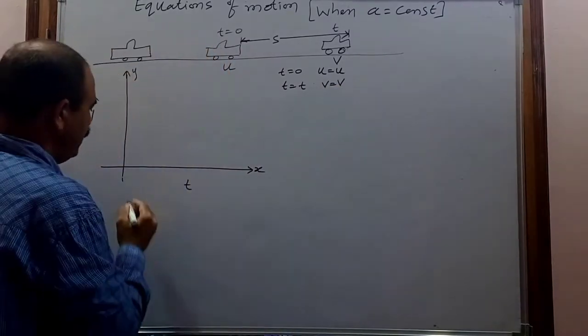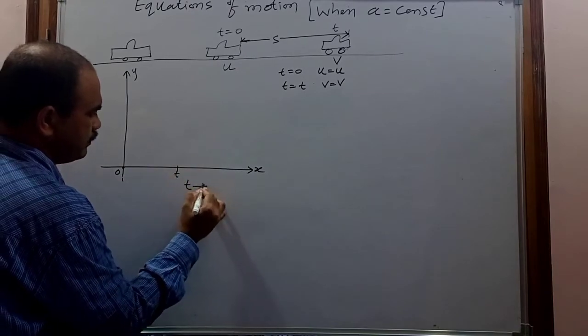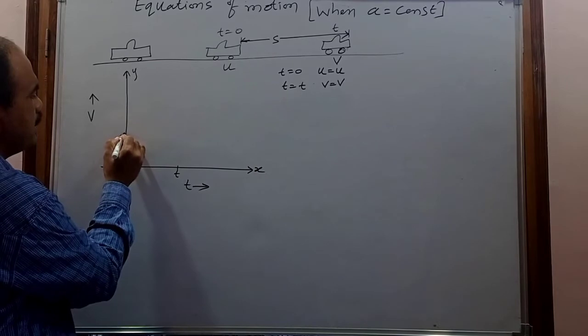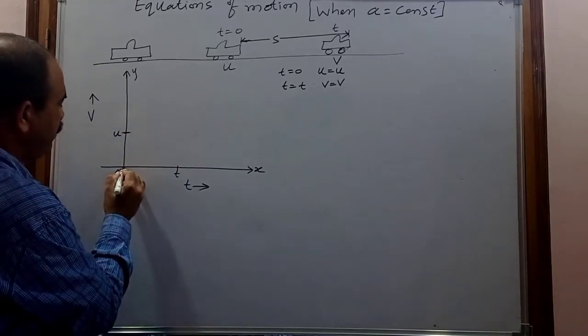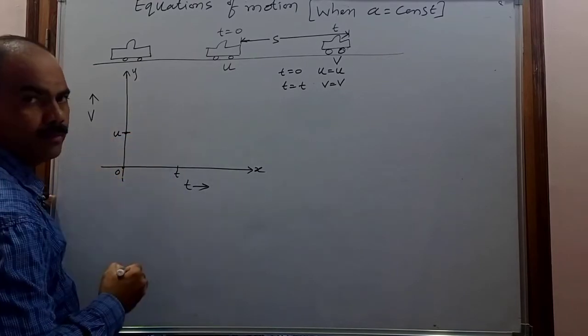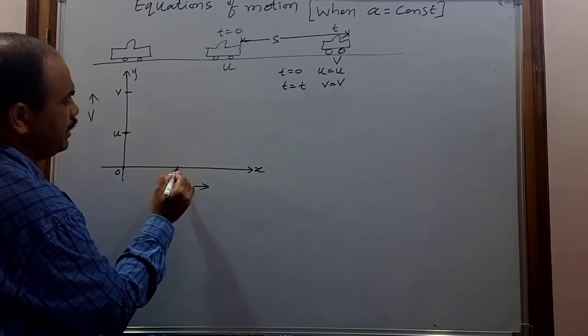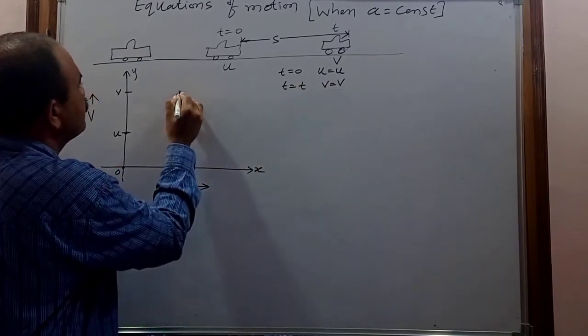Let us consider this is time 0 and this is time t. When time t equals 0, the initial velocity will be u. This is v, and when the time equals t, the velocity will be v. This is the point.